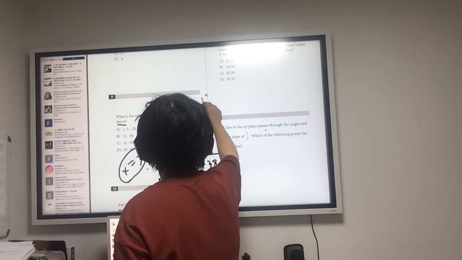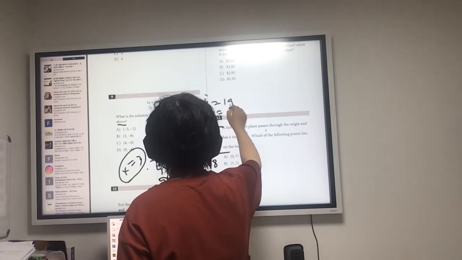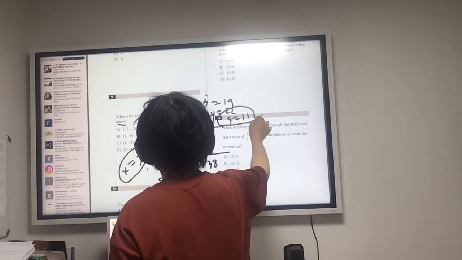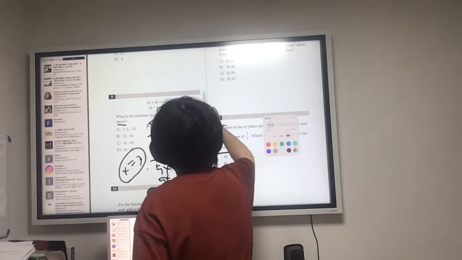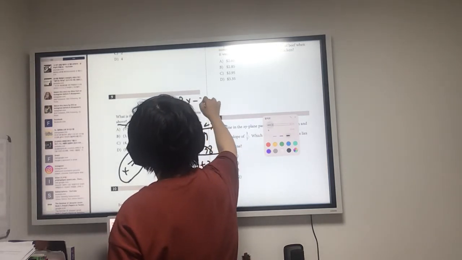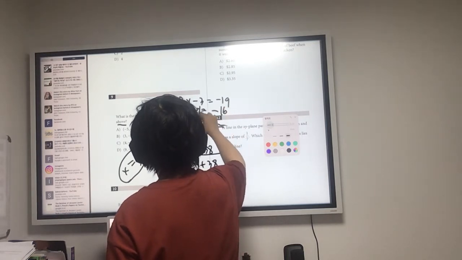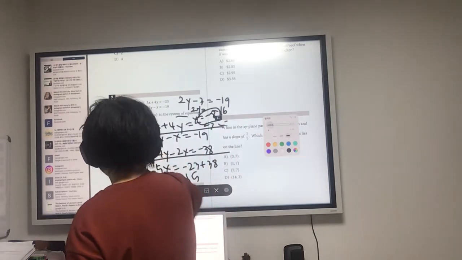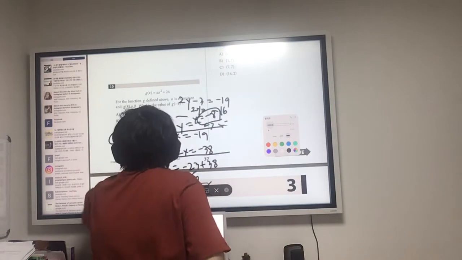And so 2y minus 3 equals minus 19, 2y equals minus 16, y equals minus 8. So the solution is 3, minus 8, so the answer is B.